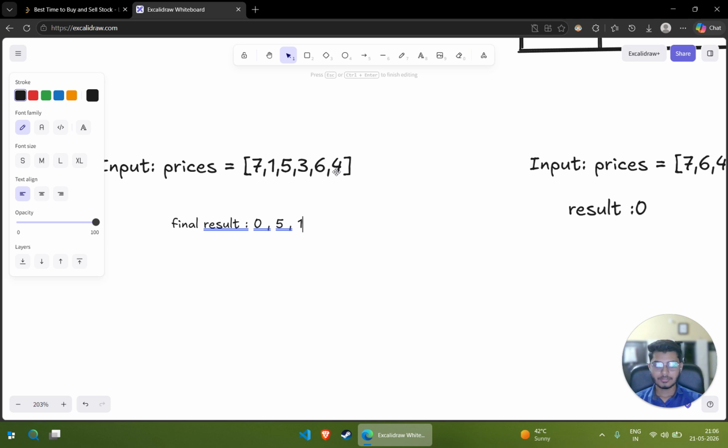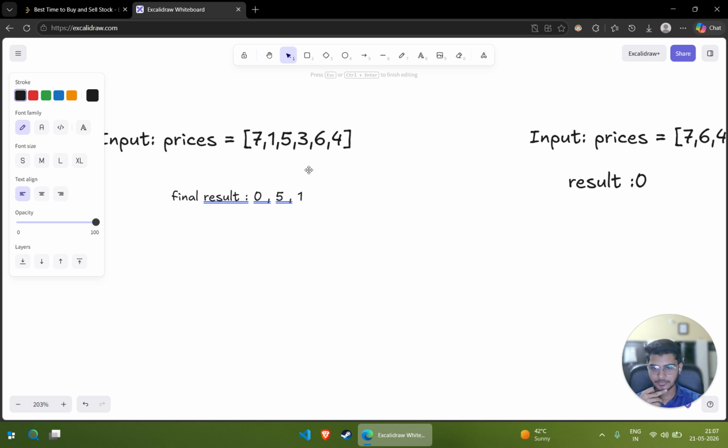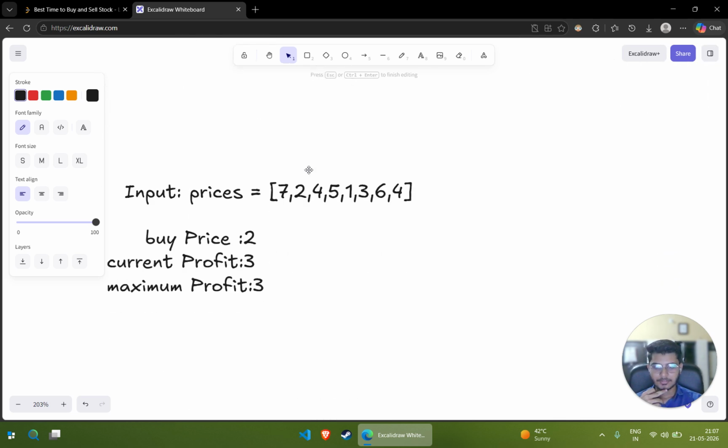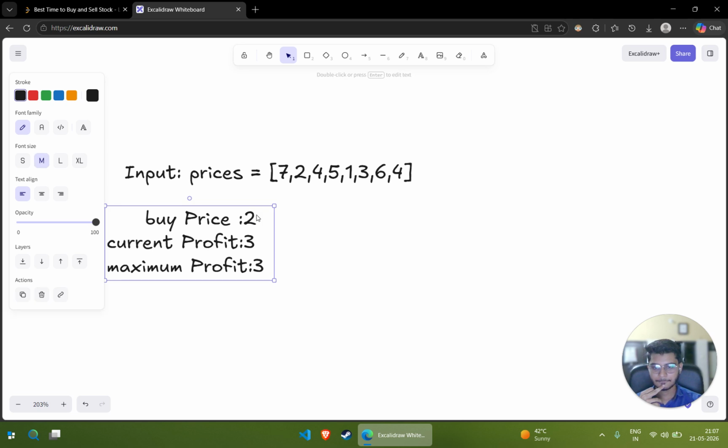But this approach can take very much time, and its time complexity can be very high. So we need to optimize this. So how can we optimize it? Let's look here.